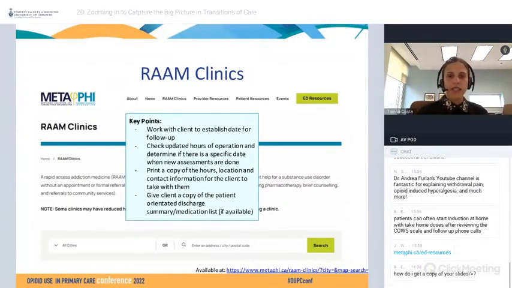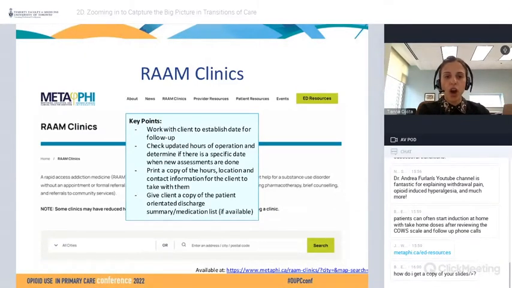RAM clinics are available in many different locations across Ontario, and Medify does provide an up-to-date list with hours of operation and locations. Some key points I want to highlight: we really want to work with the client to establish a date for follow-up. Instead of just saying, okay, now you follow up at the RAM clinic, it's, on Tuesday at 9 a.m., you will show up to the RAM clinic, and just providing those clear details. Make sure you are checking for updated hours, especially since with the pandemic, hours have changed. Then determine if there's a specific date when new assessments are done. Sometimes I will call the RAM clinic and actually book an appointment for them, so that's also an option.